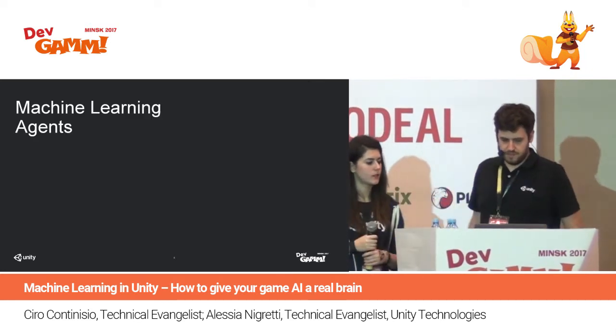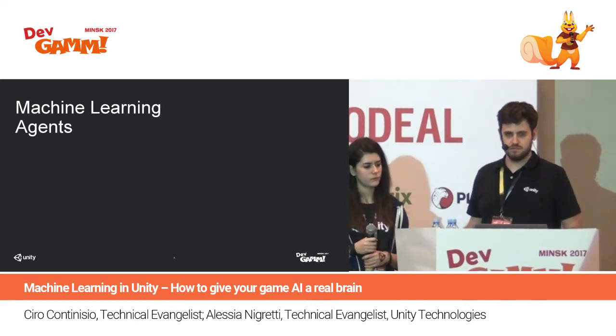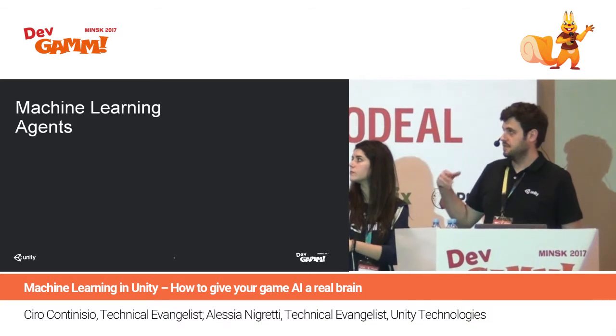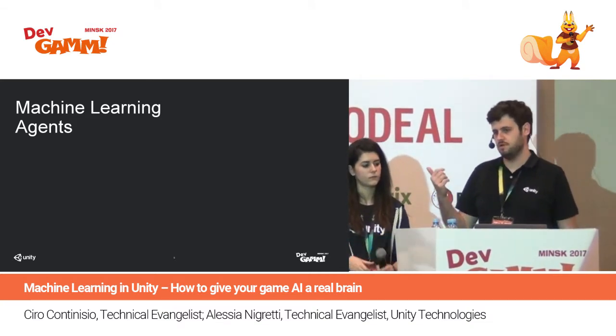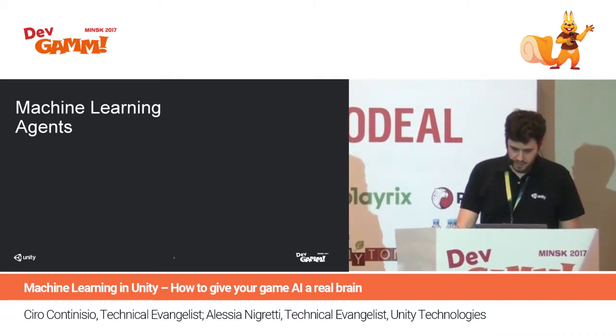So when we talk about machine learning in Unity, as we said, we have our own solution, our own implementation, and it's called machine learning agents. It was launched roughly 2 months ago through the blog. So if you go on the Unity blog, you will find it. It's a repository where you can get the code.